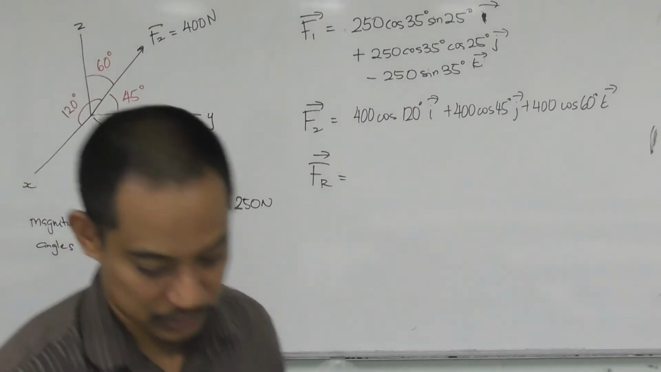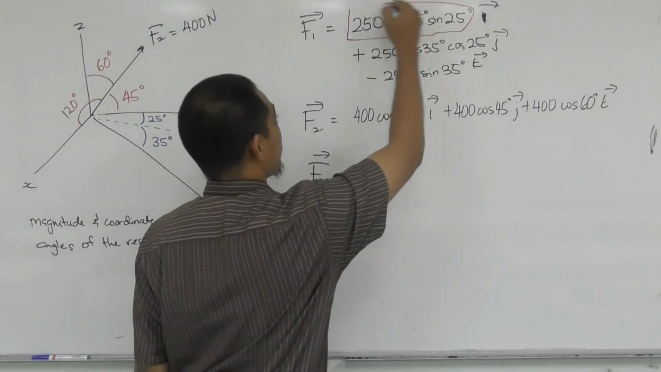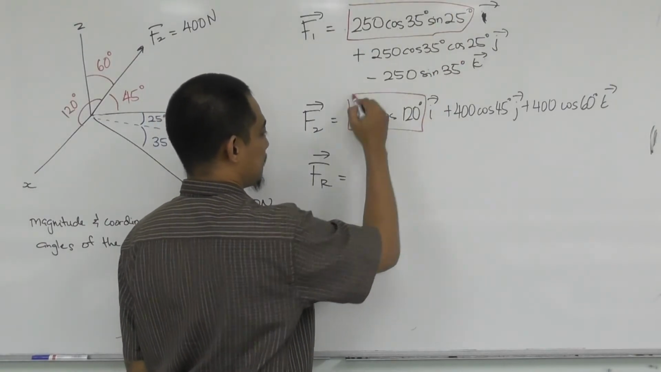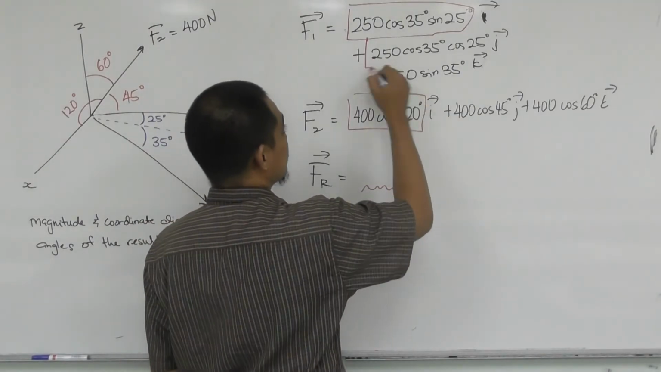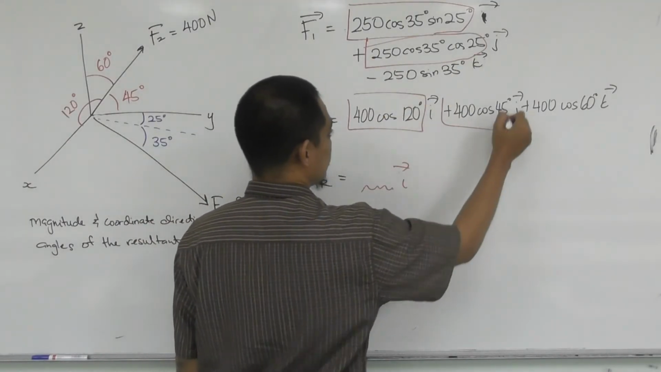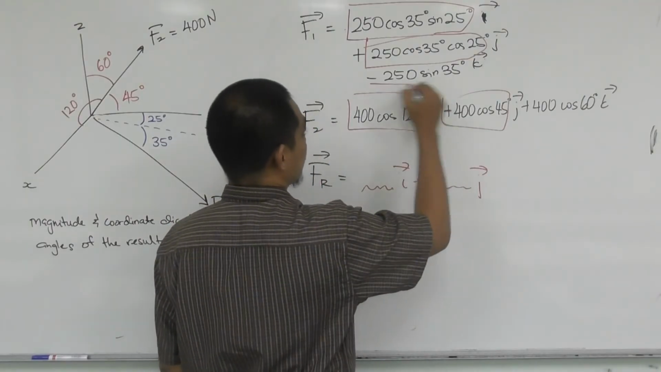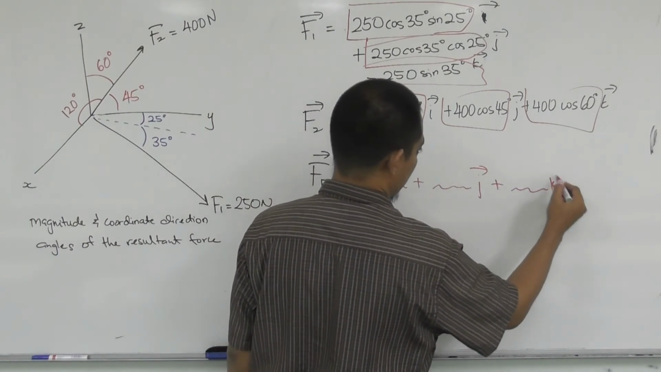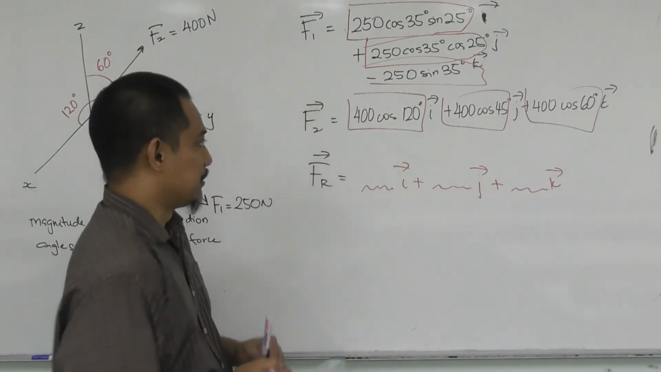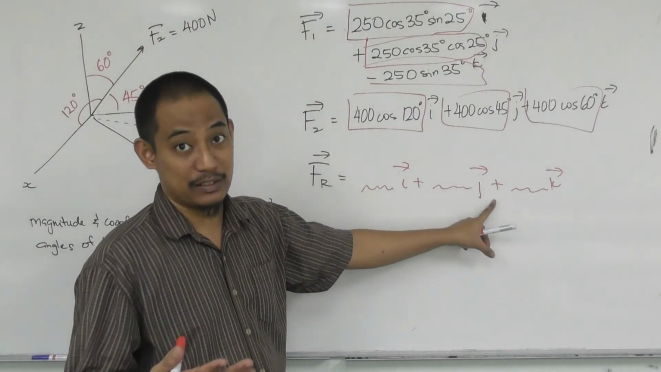So how to get the x component? Again, it's just this plus this one. You get whatever value here, I, and then this plus this plus something here, J, and this one plus something here, K. Again, it depends on this value and this value, whether this is positive or negative. It's just based on calculation.